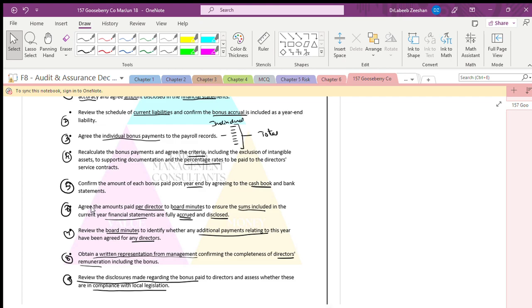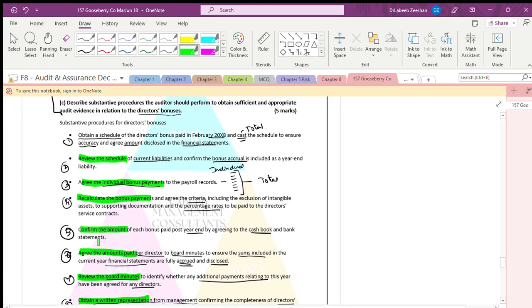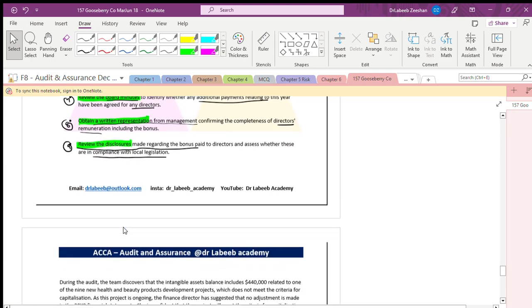It makes things easy. Again, for your understanding: review the disclosures, obtain a written representation, review the board minutes, agree to the amounts paid. These are the things: confirm the amount, recalculate the bonus payments, agree to the individual bonus payments, review the schedule. Obtain the schedule as such. It makes a real difference.